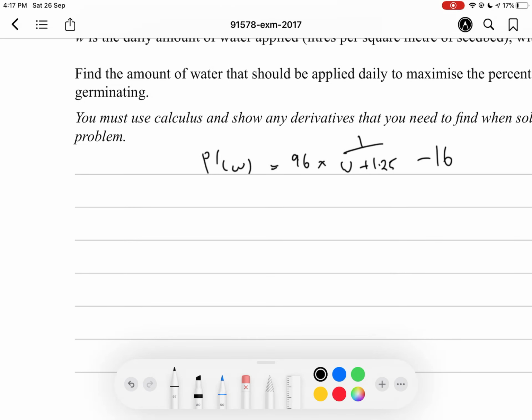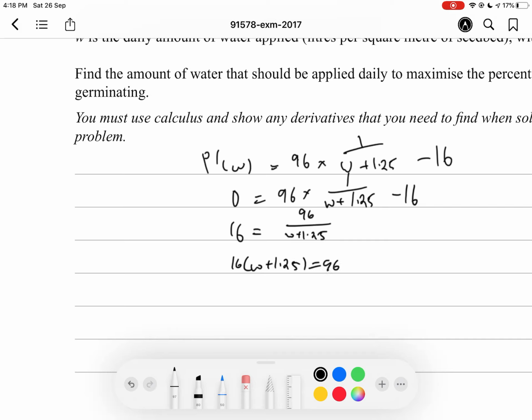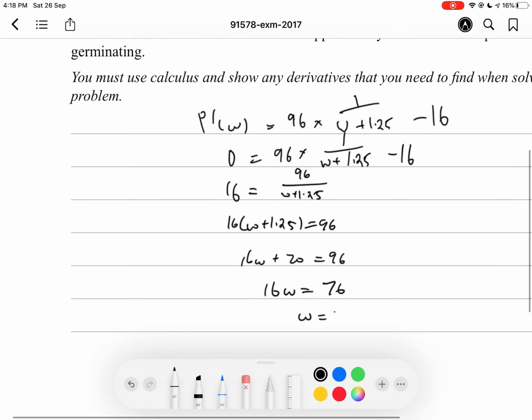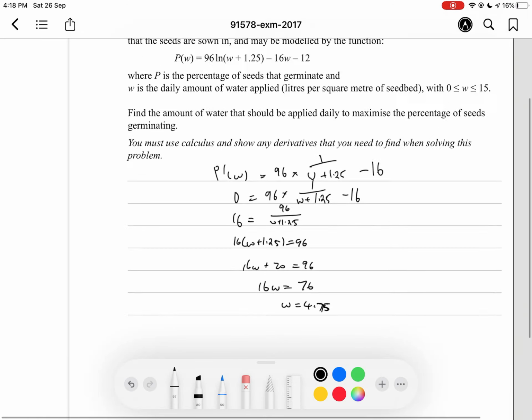So now we need to make this equal to 0. Therefore, 0 equals 96 multiplied by 1 over (W plus 1.25) minus 16. So we should get that 16 equals 96 over (W plus 1.25). Therefore, 16 times (W plus 1.25) equals 96. If we expand, we'll get 16W plus 16 times 1.25, so 16W plus 20 equals 96. Therefore, 16W equals 76. And that should give us W equals 6, if I'm not mistaken. Okay, sorry, I apologize. It's actually W equals 4.75.